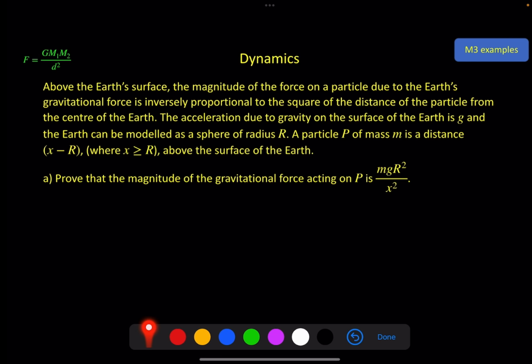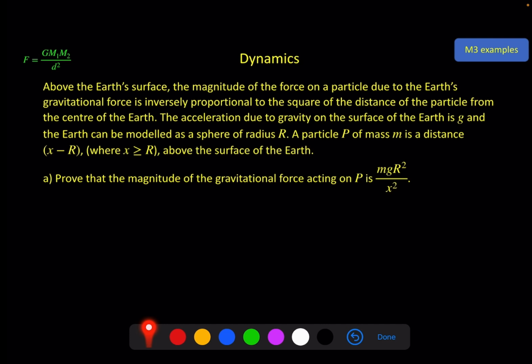Above the Earth's surface, the magnitude of the force on a particle due to the Earth's gravitational force is inversely proportional to the square of the distance of the particle from the center of the Earth. We already know that. That's the d squared here on the bottom of this formula. The acceleration due to gravity on the surface of the Earth is little g. We already know that as well. And the Earth can be modelled as a sphere of radius r. A particle P of mass m is a distance x minus r above the surface of the Earth, where x is greater than or equal to r.